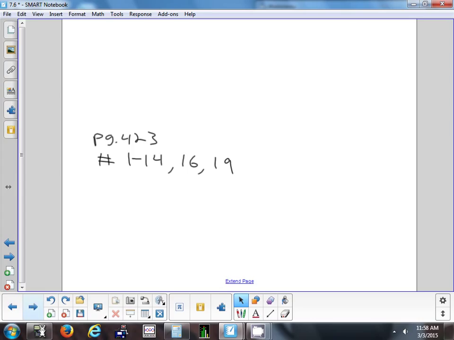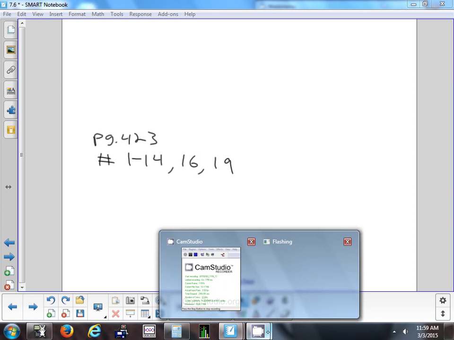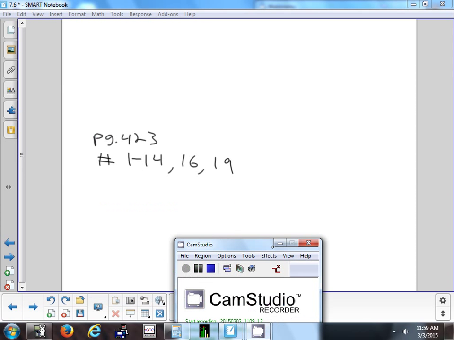All right, so the homework is on page 423. It's 1 to 14, 16, and 19. Okay, so we'll take a look at that tomorrow. And this finishes up chapter 7. Okay, so we'll also start a new chapter tomorrow.